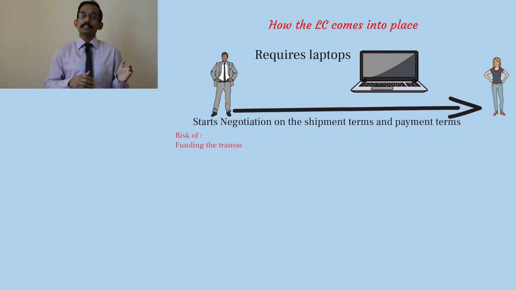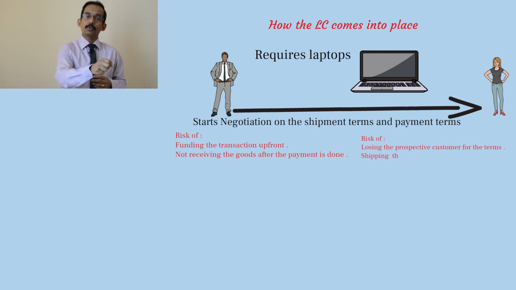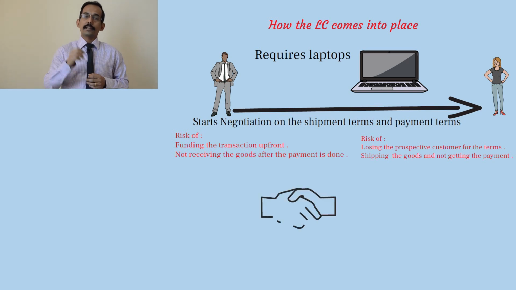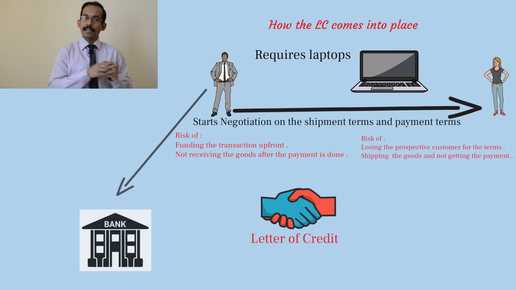Now the buyer doesn't want to make a full payment for this order because he doesn't want to distort the cash flows of his concern, and he doesn't want to take the risk of paying upfront and not getting the shipment. Similarly, the seller doesn't want to lose a prospective buyer, and he doesn't want to ship the goods and be at the risk of not receiving the payment. So both of them come to a mutual agreement that this trade transaction will be supported by a letter of credit. So the buyer goes to his bank, which is the applicant bank.